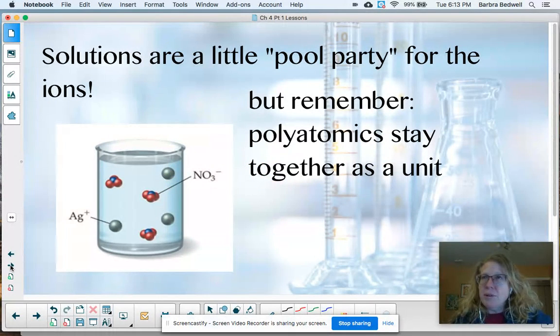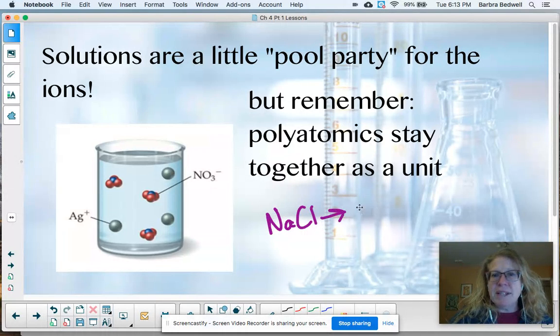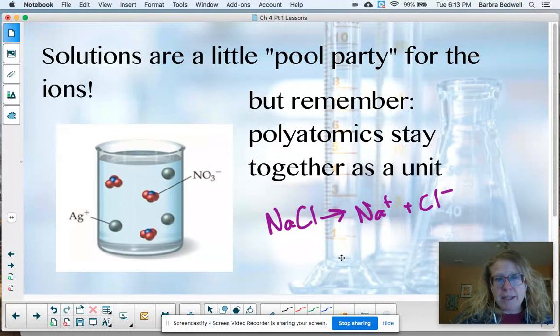When we do this sort of process with compounds that contain polyatomic ions, something similar happens. When we did the sodium chloride, it was pretty easy because you just had Na and Cl, and when this thing broke apart, you had sodium ions and chloride ions. But what about something with a polyatomic? Like this one on the screen right here, silver nitrate, AgNO3.